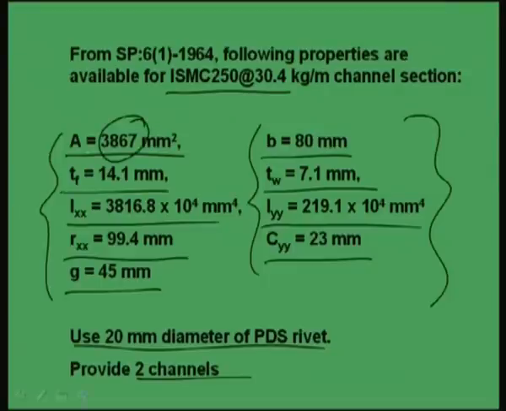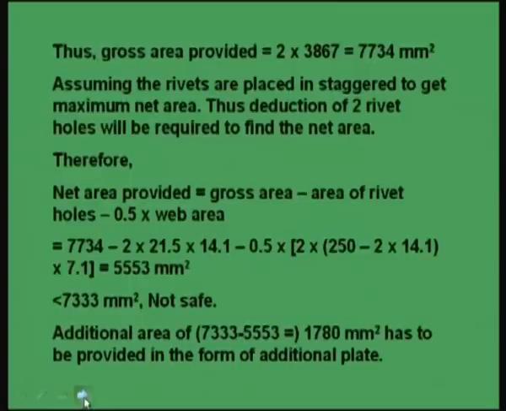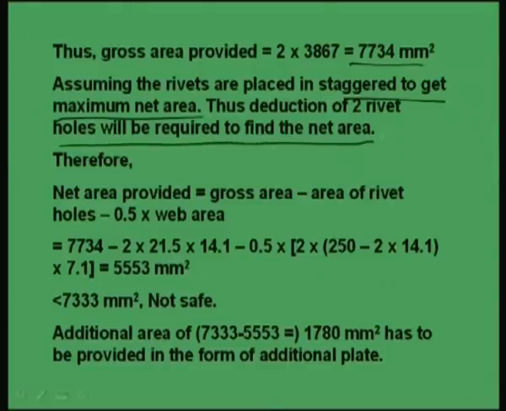3867. So, if we provide 2 channels, the total area will be 7734, right. Now, assuming the rivets are placed in a staggered way to get maximum net area, so deduction of 2 rivets will be required to find the net area. So, we are using the maximum efficiency, means we are distributing the rivets in a staggered way, so that maximum strength can be found. Okay.